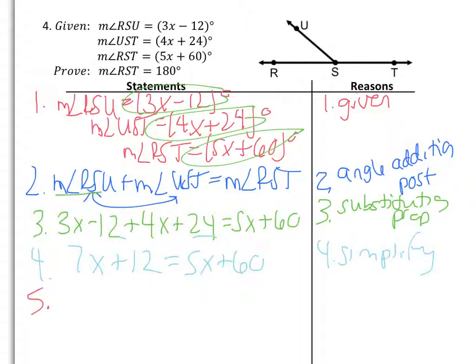Okay, fifth step. I'm going to subtract over my 5x first. You could have also subtracted over your 12 first. Either way, it is subtraction prop.